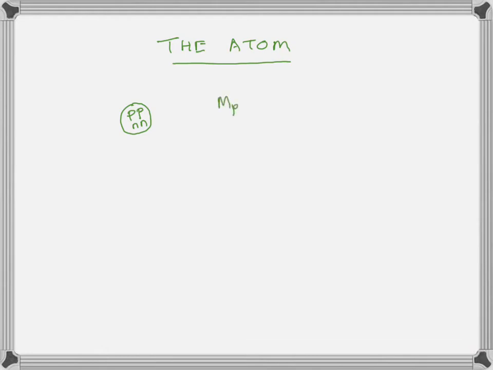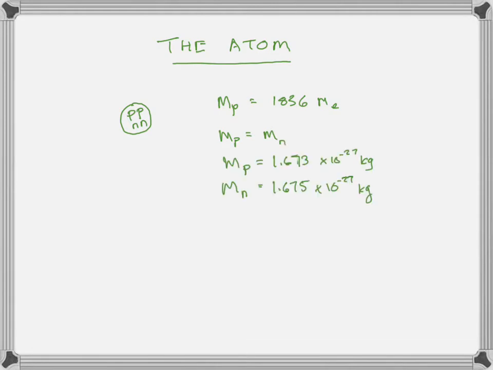The mass of the proton is approximately 1,836 times the mass of the electron, almost 2,000 times the mass of the electron. The mass of the neutron is about the mass of the proton. They're actually different from each other in the fourth significant digit. So for all intents and purposes, the kinds of things that we're doing, we treat the mass of the proton and neutron the same. But it's good to know that they're slightly different.